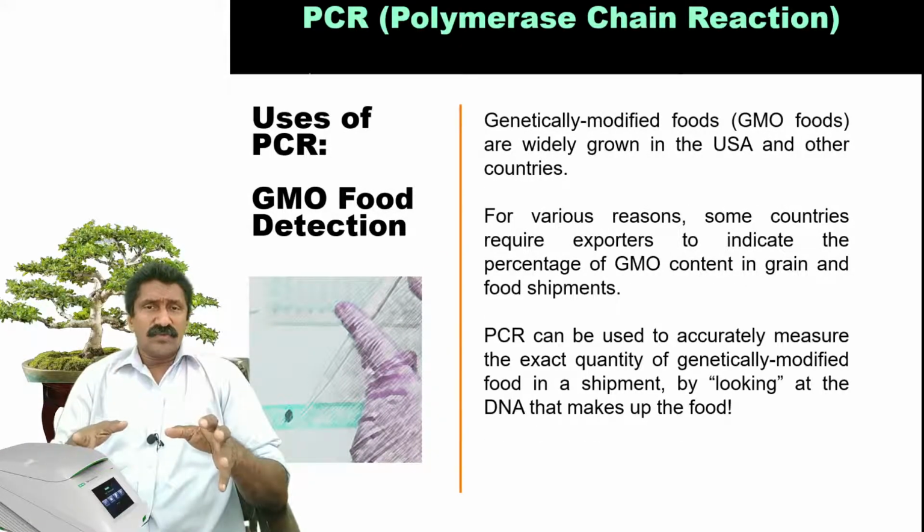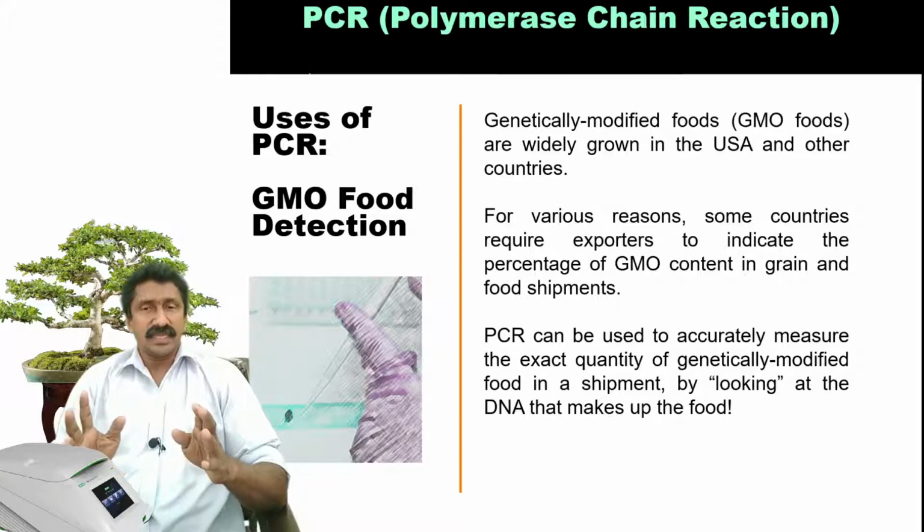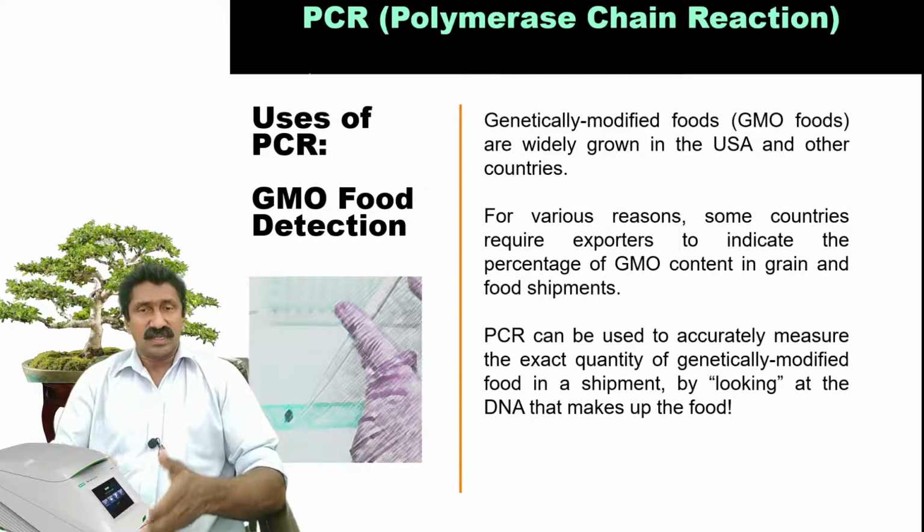Then genetically modified foods, or GMOs, can be detected. GMOs are widely grown in the USA and other countries. For various reasons, some countries require exporters to indicate the percentage of GMO content in their grains or other food shipments. So PCR can be used to accurately measure the exact quantity of the genetically modified food in the shipment by looking at the DNA that makes up the food. So GMOs can be easily detected, and that type of detection is nowadays especially used while importing food from one country to another.